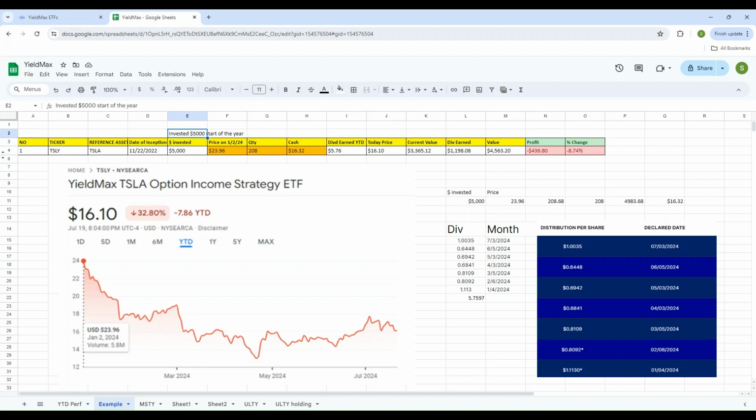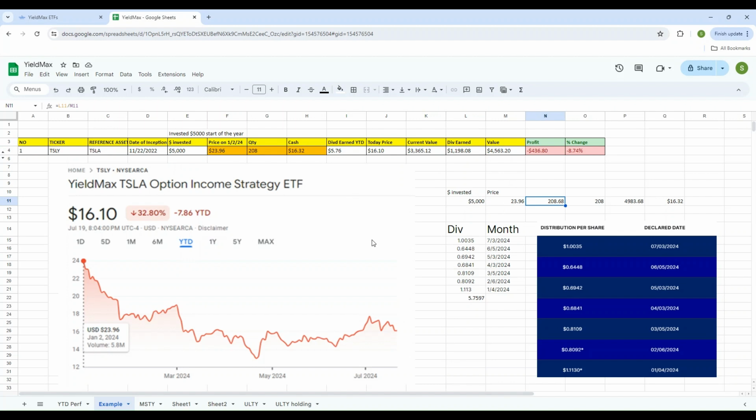I invested $5,000 at the start of the year. For all these 28 funds that you are seeing, I invested $5,000 in each of them. Now I'm going to see, as of today, how much did I make? Which ones made money for me, and which ones lost money? January 1st was a holiday, so January 2nd was the first trading day of the year. The stock price was $23.96 on January 2, and I invested $5,000 into that. So I can buy 208 shares, 0.68.